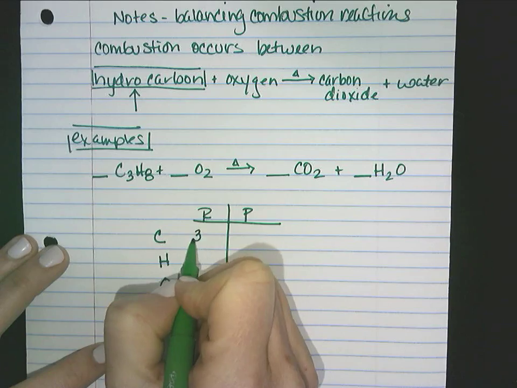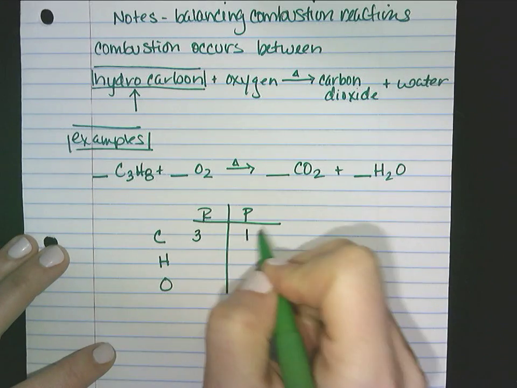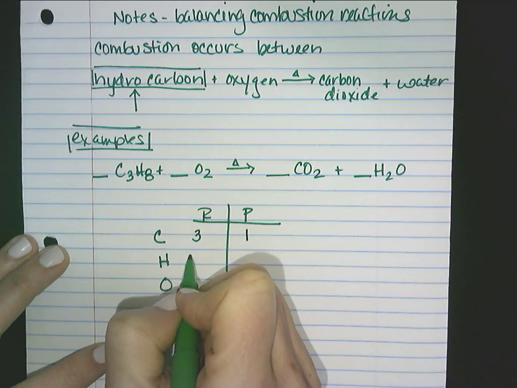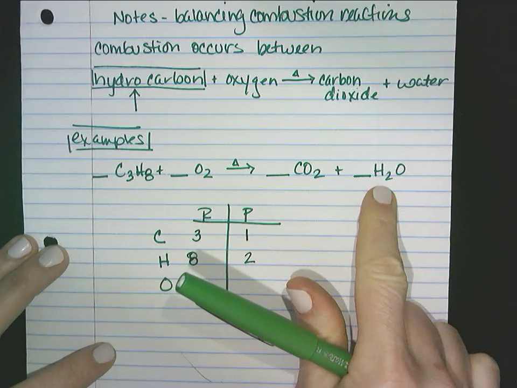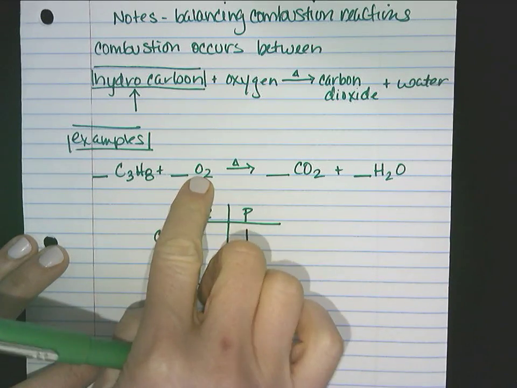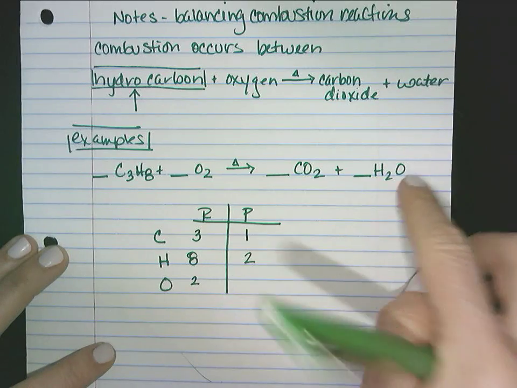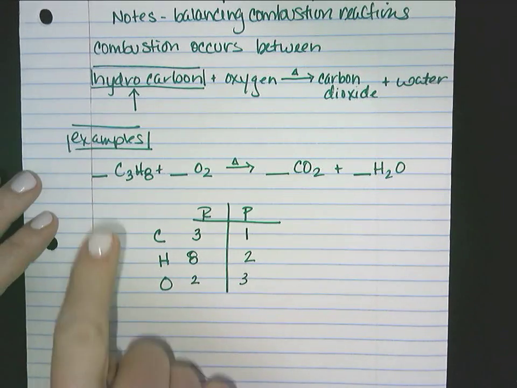So we have 3 carbons in the reactants, and we start with 1 carbon in the products. We have 8 hydrogens in the reactants, and we begin with 2 hydrogens in the products. We have 2 oxygens in the reactants, and we have 2 plus 1, 3 oxygens in the products. And we have to get this balanced.